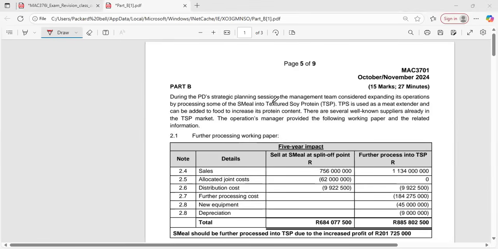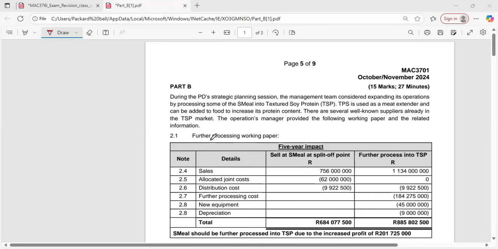So on part B, they say, during the PD strategic planning session, the management team considered expanding its operation by processing some of the S-meal into textured soil protein, that is the TSP. TSP is used as a meat extender and can be added to food to increase its protein content. There are several well-known suppliers already in the TSP market. The operation manager provided the following working paper and the related information.